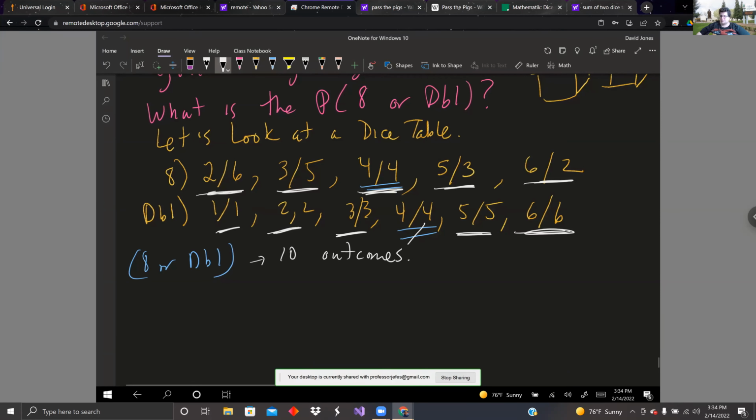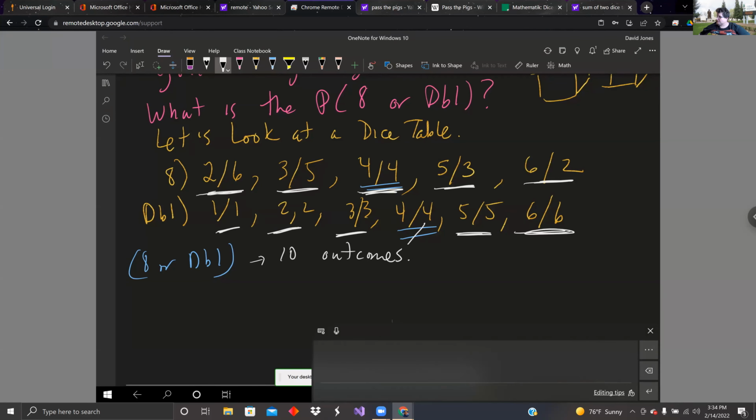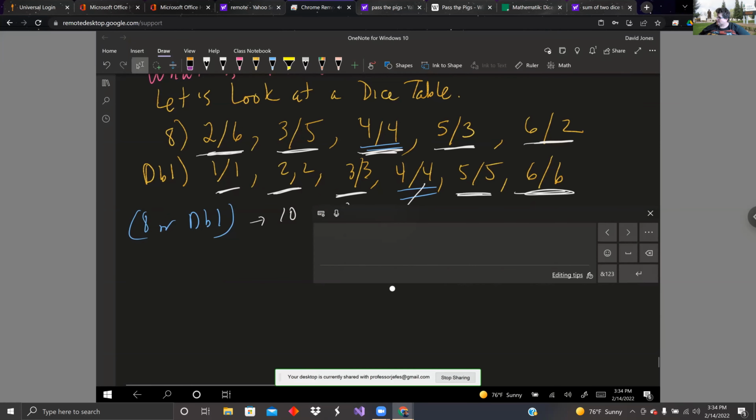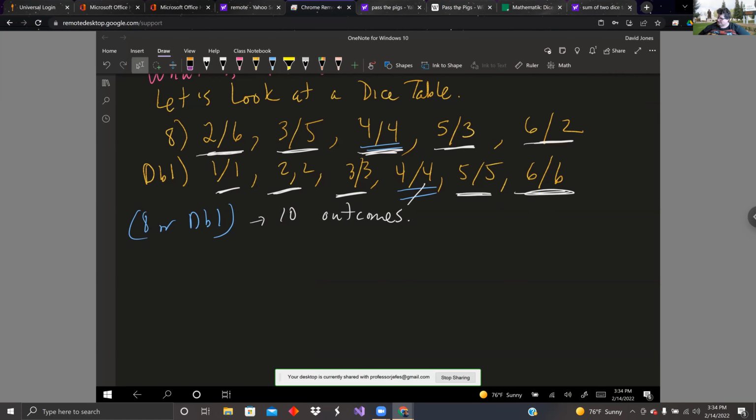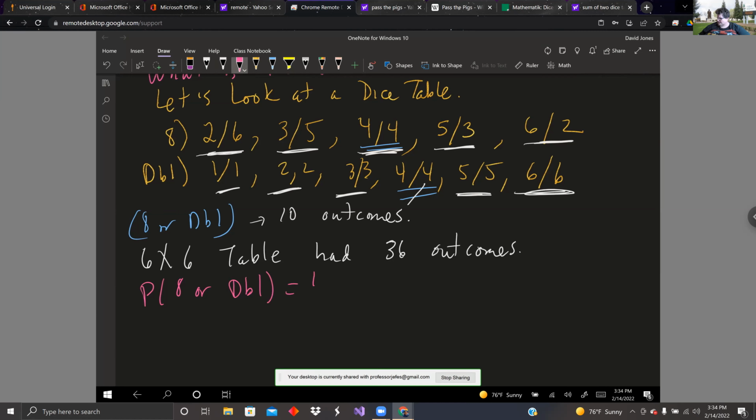We saw from the table, it was a 6 by 6 table. The 6 by 6 table had 36 outcomes. So the probability of an 8 or doubles is 10 over 36. And I'm just going to leave it as that. I don't need to know the exact decimal. I think that's good enough for the example.